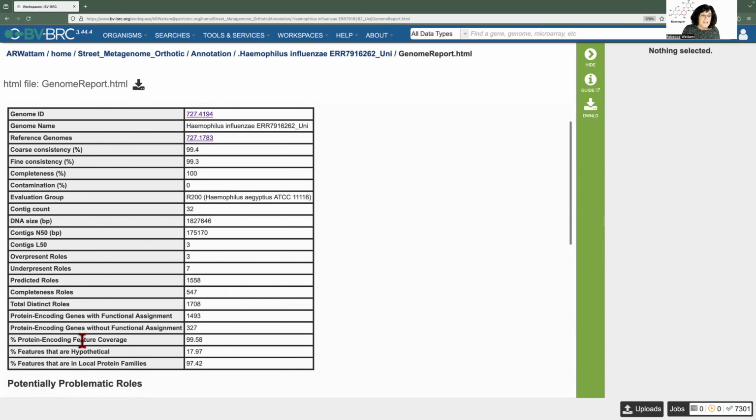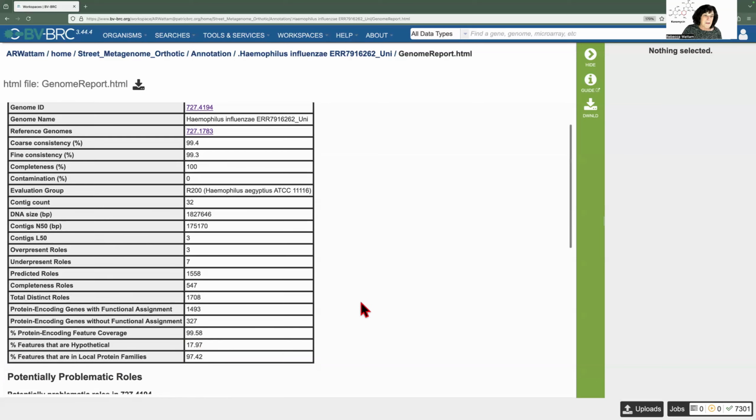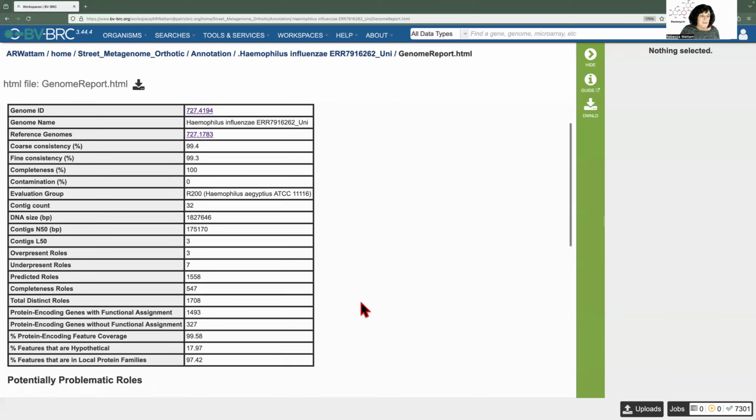The percent protein encoding feature coverage, 99, that's good. Percent of features that are hypothetical, only 17. I think that's pretty great. And then the percent of features that are in local protein families, 97%. There are enough genomes in Haemophilus that when we run the pipelines to determine the protein families, it's pretty complete. This indicates to me that maybe we're near a kind of saturation because most of those are turning up in protein families. So that's a good thing. So this genome is looking good.